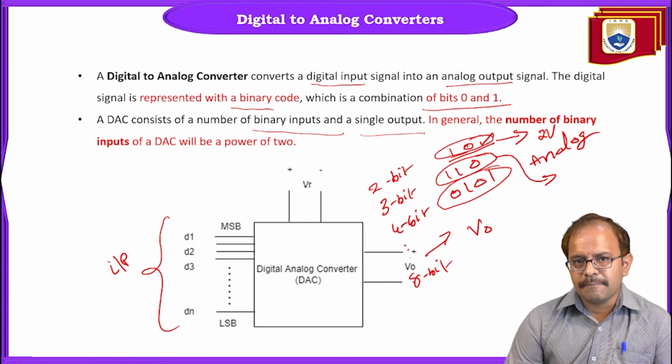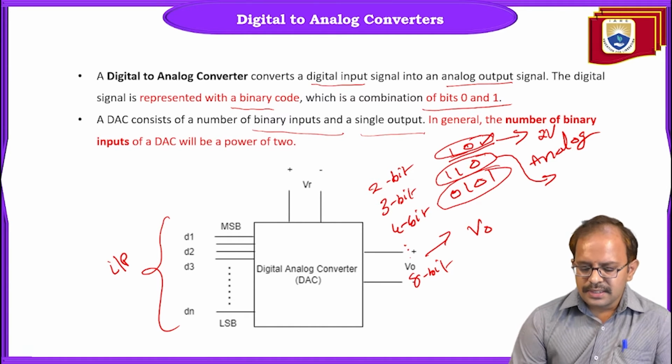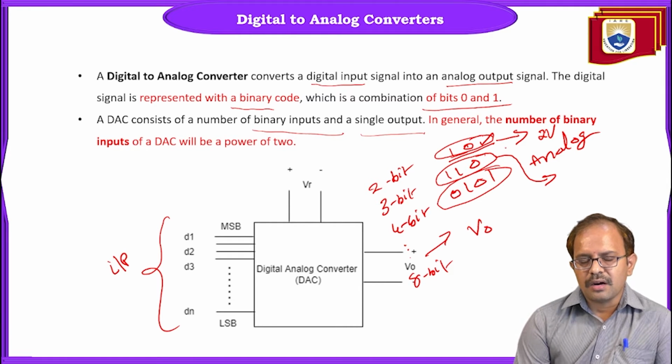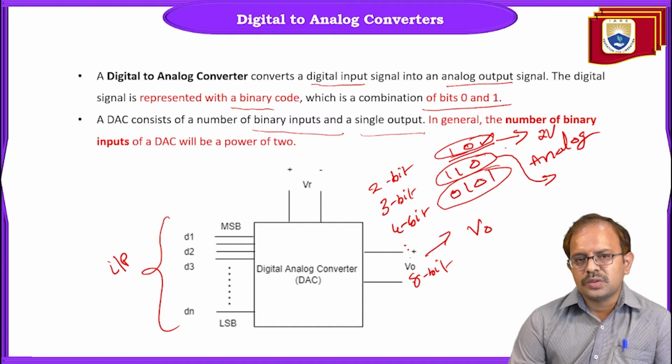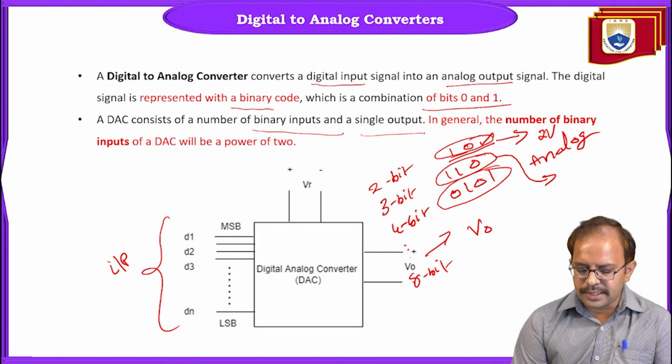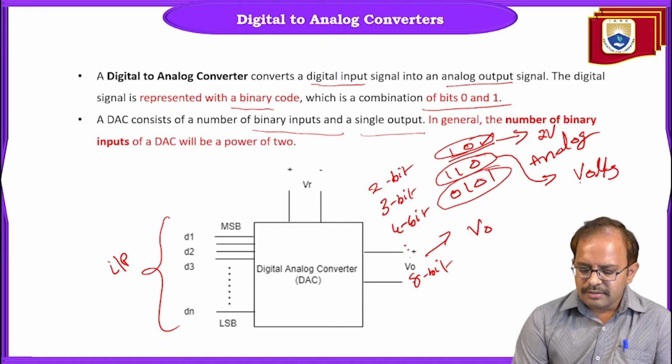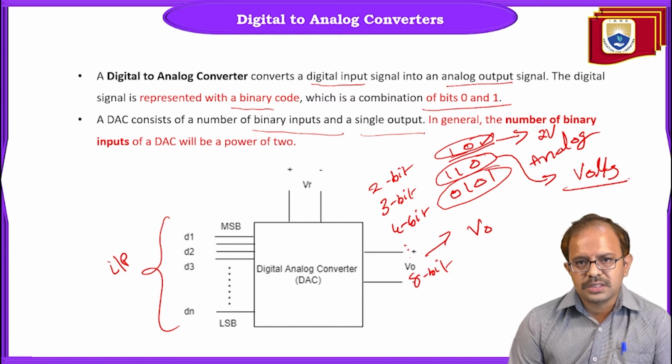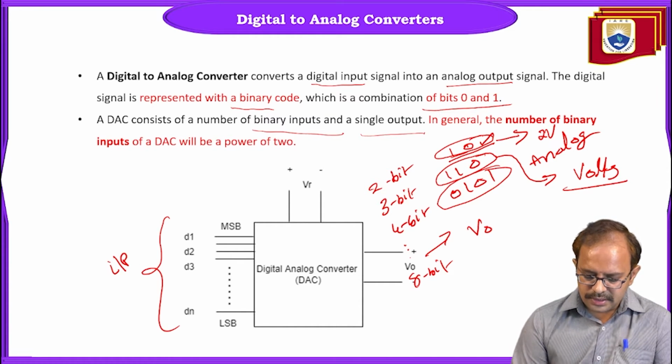So in a given time we are going to process the 3 bits if it is a 3-bit DAC, or we can process the complete 2 bits if it is a 2-bit data, right? And according to the input data, we are going to generate the output voltage, which will be in the form of volts. So that's what we are going to say.